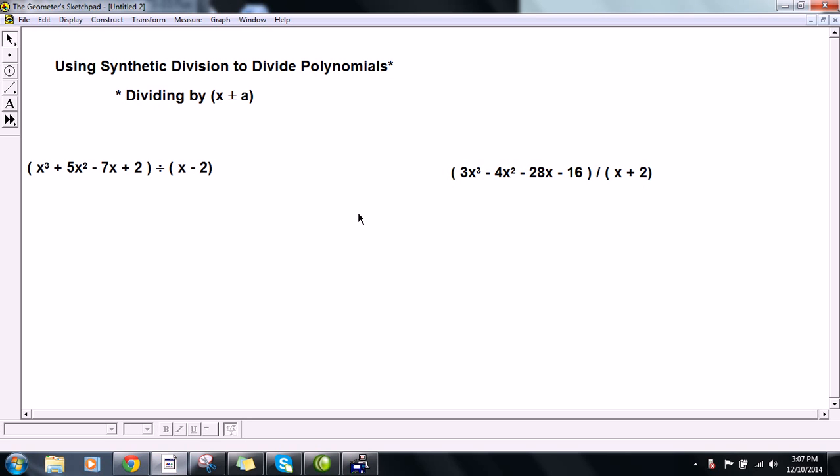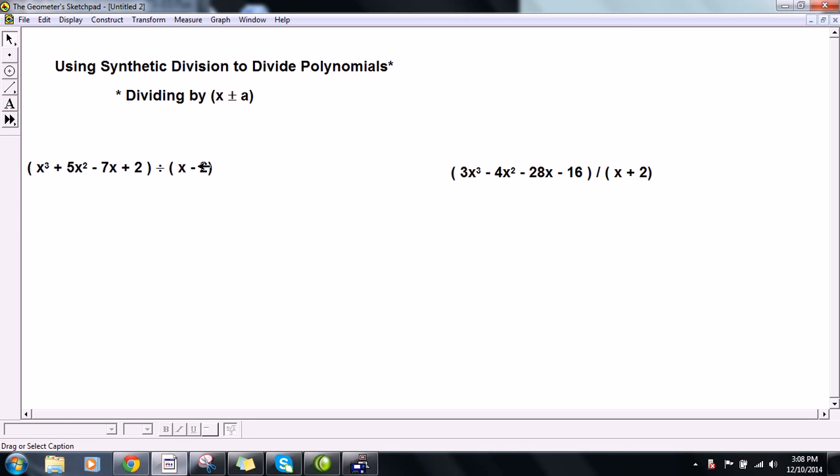It's called synthetic division. So first we take this quotient. There are a couple ways. This is the numerator, and this x minus 2 can be thought of as a denominator. So I have a cubic, a quadrinomial, divided by a linear binomial, okay?